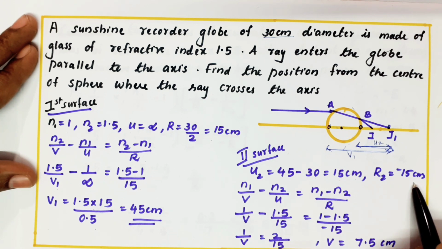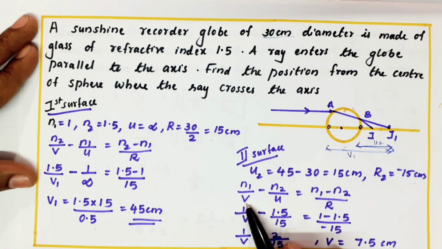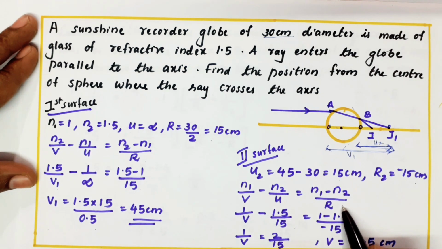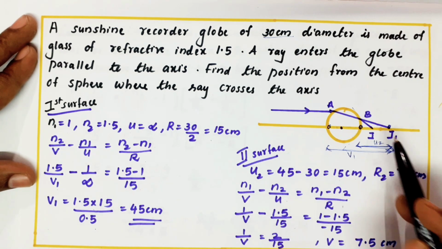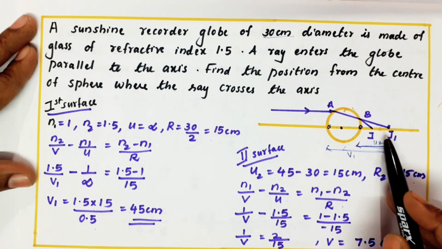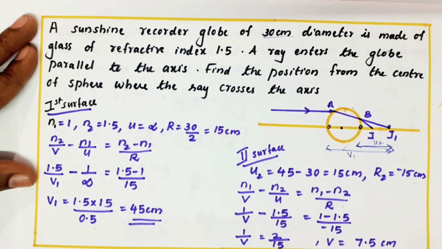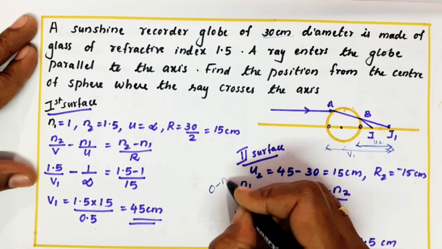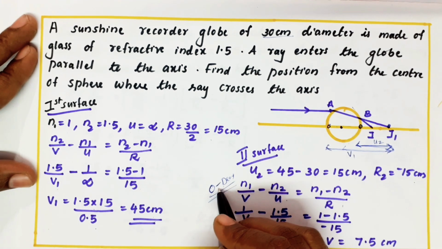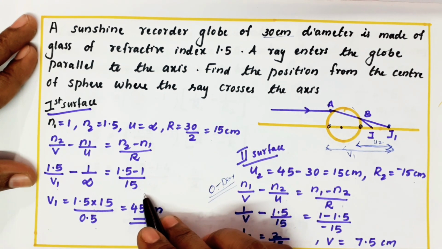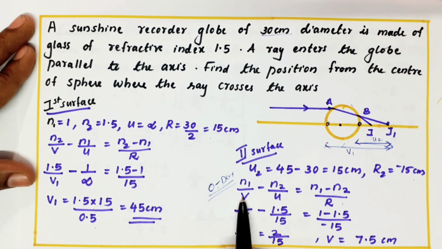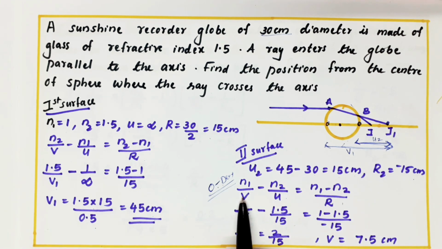Then you apply the formula N1 by V minus N2 by U equals N1 minus N2 by R. I hope you understood the reason, because we have taken this as a virtual object. And the virtual object, we are assuming it lies on which side? It's the denser side. So that is the reason I am taking the reverse case, because in this case the object is in which medium? Denser. What is the object here? The image of the first case. So we are taking two separate cases actually. So I am taking the reverse equation. This is a very important thing for solving this type of question.